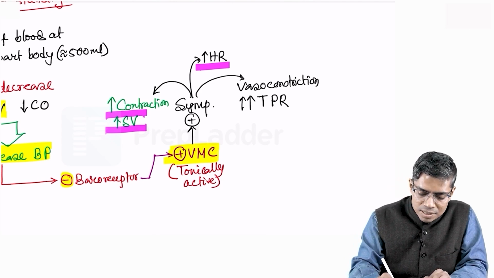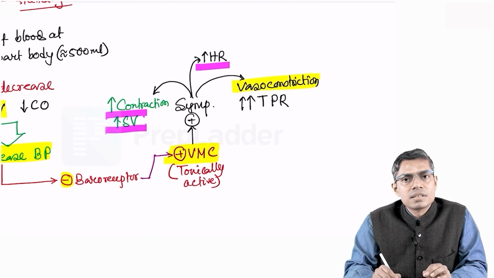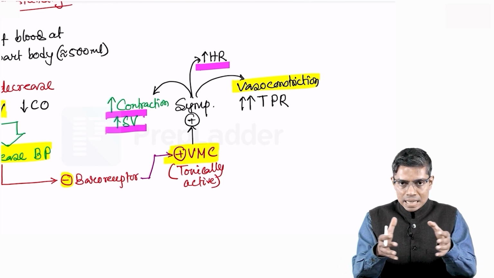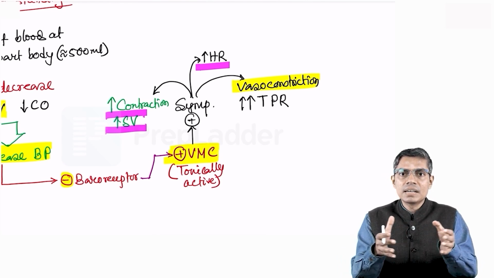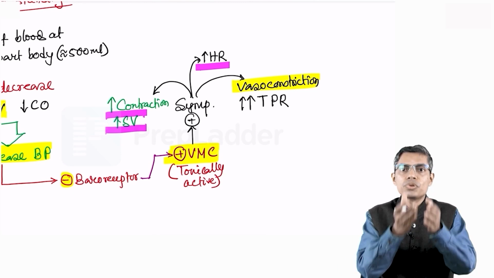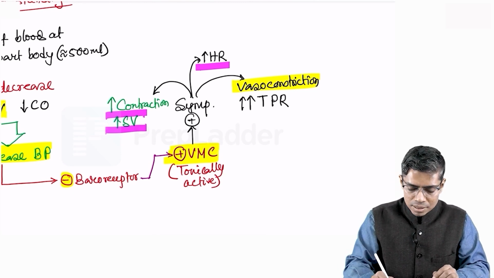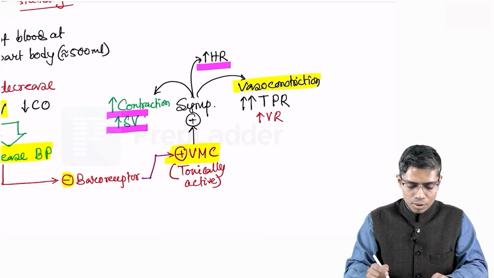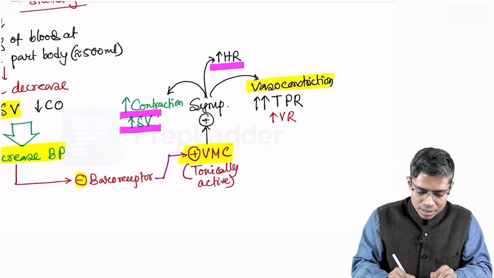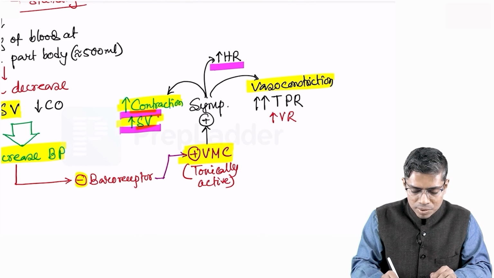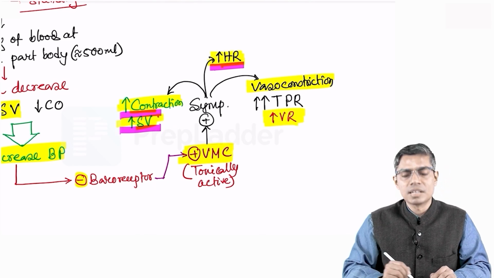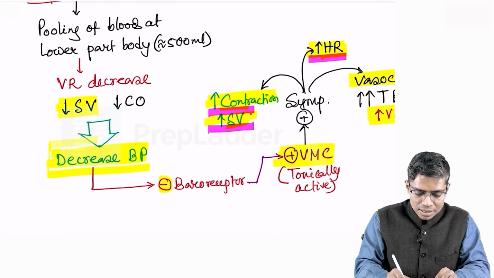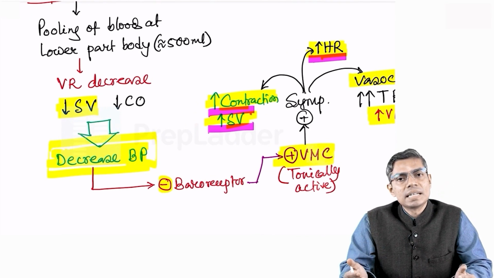And vasoconstriction means there will be constriction of the arterial system as well as the venous system. So if you compress the vein, the extra blood which was pooled in the venous system will be pushed toward the heart. So this is going to increase the venous return also. And by all these means, increase in contraction, increase in stroke volume, increase in heart rate, increase in venous return, the blood pressure which was decreased already will be corrected soon.